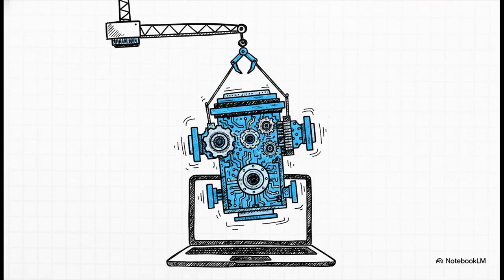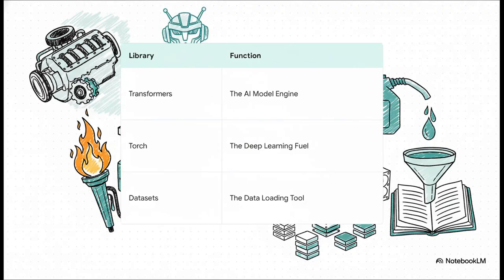Okay, our workshop is all set up. Now it's time to bring in the heavy machinery. We're going to install the core libraries. This is the software that's going to be the actual engine for our AI. These three right here, they're basically the industry standard. The easiest way to think about it is this. Transformers is the main engine of your car. Torch is like the high-octane fuel that powers all the deep learning. And datasets is the tool that lets you load in all the data your AI needs to learn. Engine, fuel, and data loader.